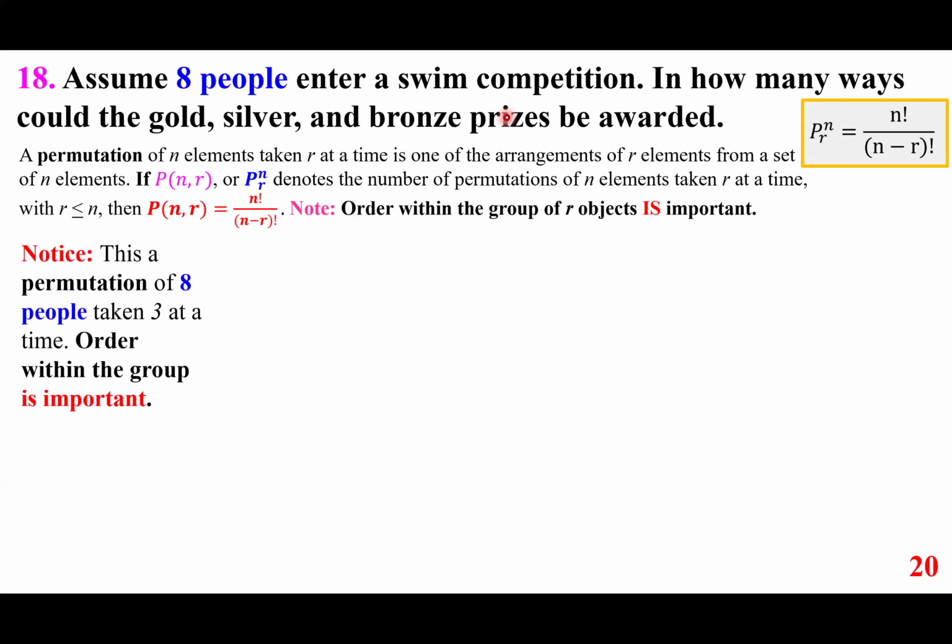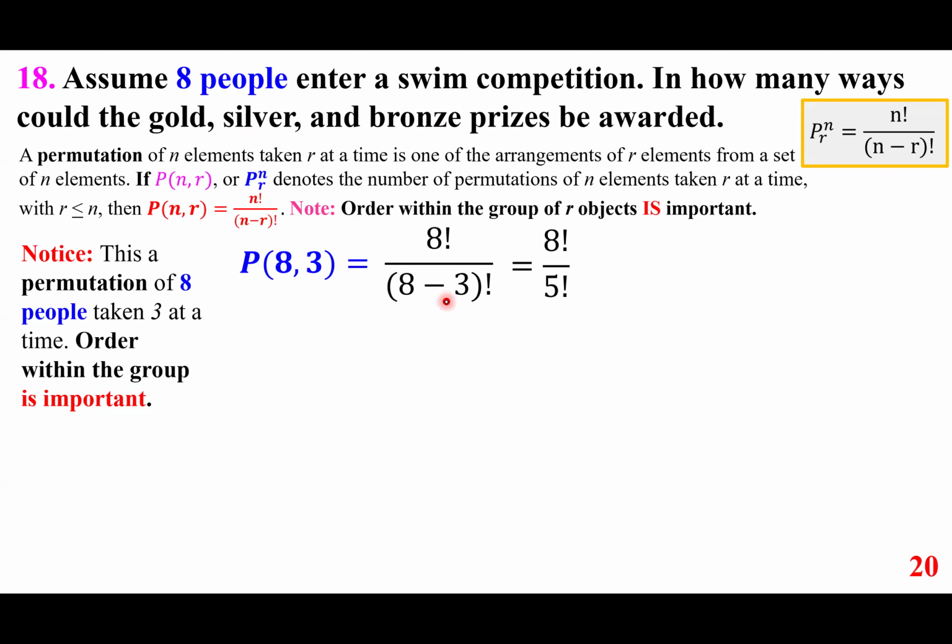In this case, is the order important? Yes. This is a permutation of 8 people taken 3 at a time. Order within the group is important because the first one gets gold, the second one silver, and so forth. So order becomes important. So permutation of 8, 3. So 8 factorial over 8 minus 3 factorial, and this is 5 factorial.